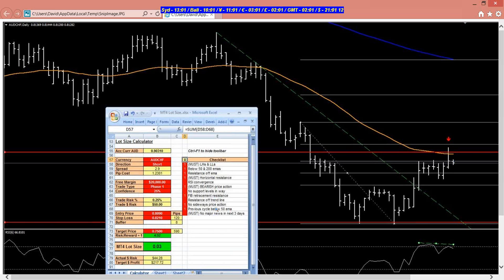No sideways price action. Well, there was, but I understand what you're trying to say. Previous cycle below the 50, yes. Okay, that's all very good.